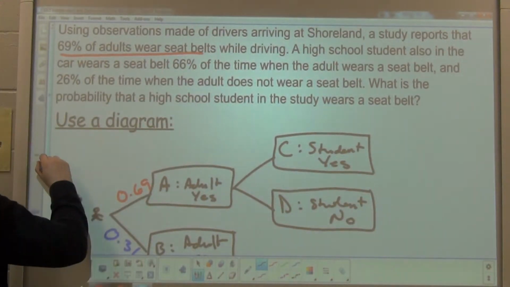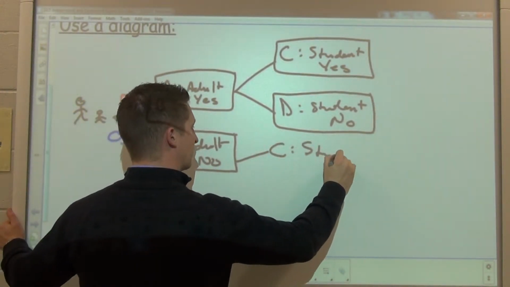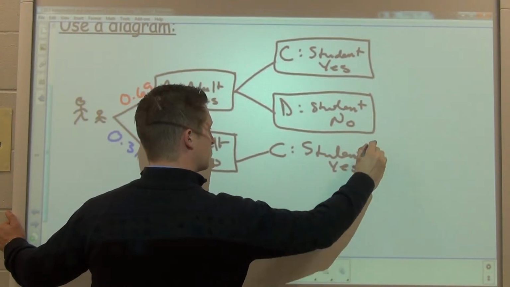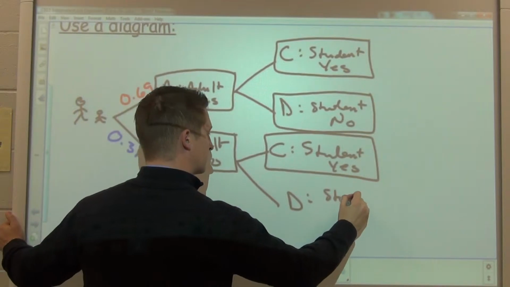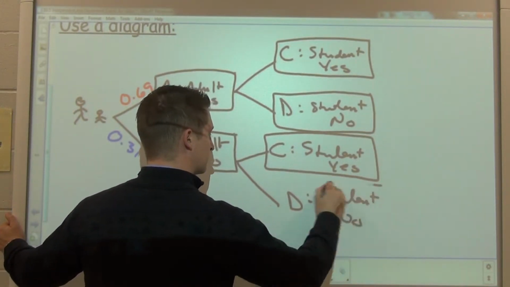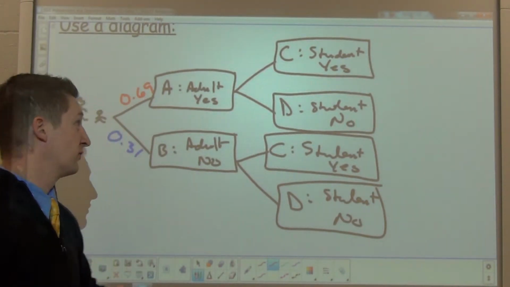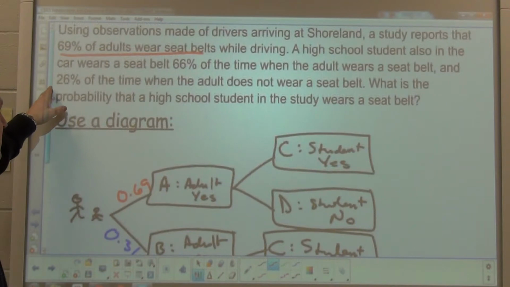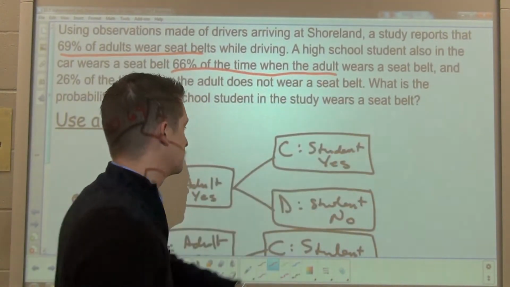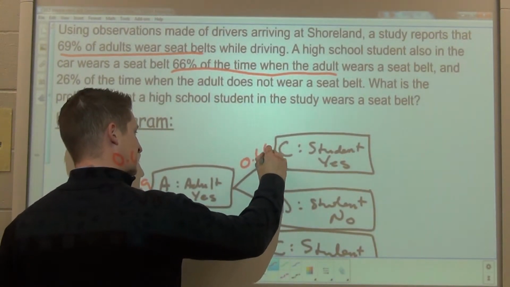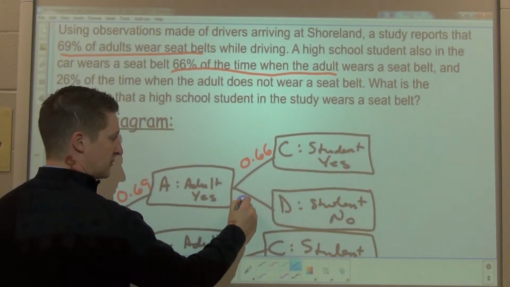Now that could happen with the adult wearing it and with the adult not wearing it. So I have to put event C and D a second time. So there's C and here's D. And along the branches, I'm going to put the different percentages that I'm looking for. What is the percentage of the student wears the seatbelt when the adult does? Student in the car wears a seatbelt 66% of the time when the adult wears a seatbelt. So we'll put a 0.66 here, which would mean that the student doesn't wear the seatbelt 34% of the time, which would be 0.34.